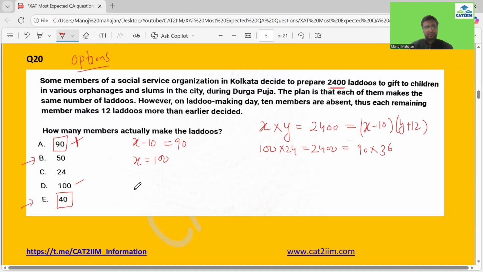Now next I'll try with option E. So let's say x minus 10 is what? 40. So what we get, x is 50. So if this is 50, we have to calculate y over here. So that comes out to be what? 48. I hope I've done it correctly out here. Yeah. So let's just check out whether it is satisfying or not. So this was what? 40, correct? And what we have is 48 plus 12, that is 60. So yes, 40 into 60 is giving me 2400. So the assumption is correct.